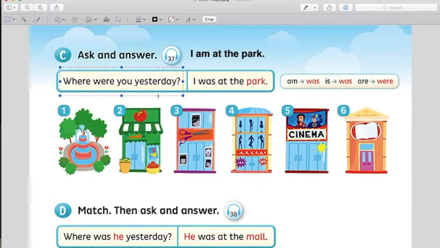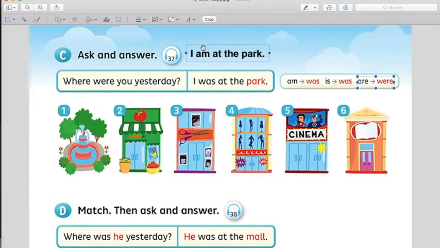So this is past tense. That's why we answer like this. I was at the park because it happened yesterday. Am changes to was. Is changes to was. And are changes to were.